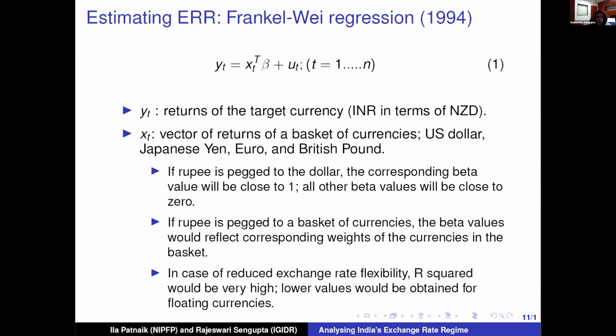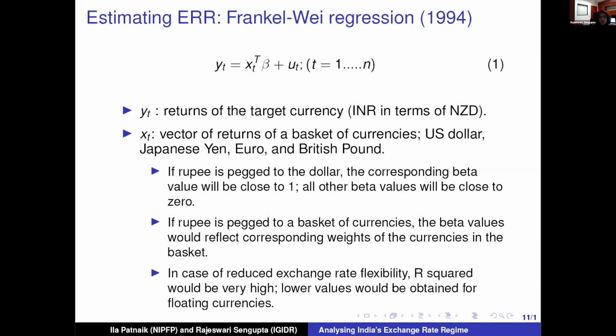Now, in the ERR literature, there is the gold standard of using a linear regression method that was popularized by Frankel and Wei in 1994. Equation 1 summarizes what they did and what many papers after that have done, which is that they use the returns of the target currency, in our case the Indian rupee, normalized in terms of a numeraire. And we have used the New Zealand dollar because it's stable and is not something that is being manipulated or managed by the central bank. So we express the INR in terms of the New Zealand dollar.